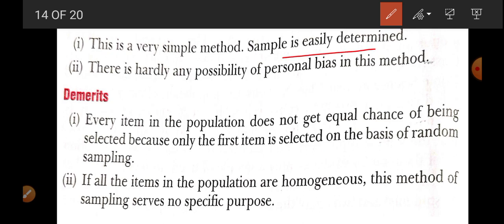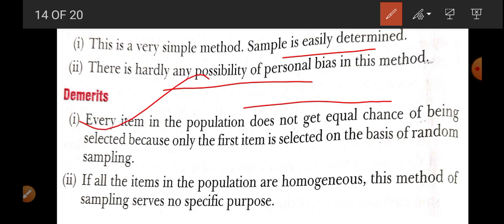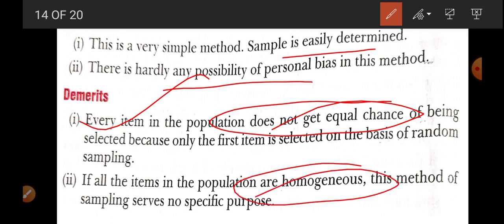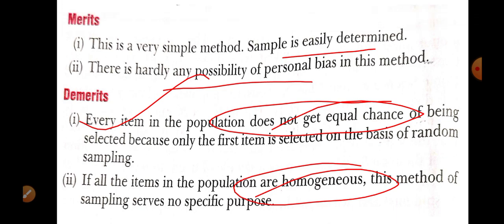Now merits: it is easy, and there is less possibility of biasness. Demerit: all items don't get an equal chance to be selected. If all are homogeneous, then there is no use of this method.